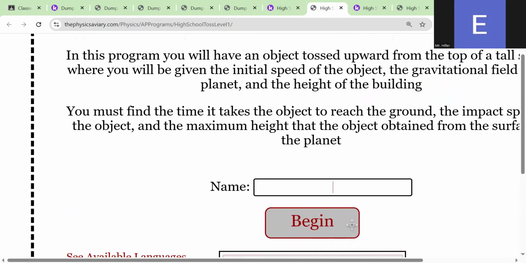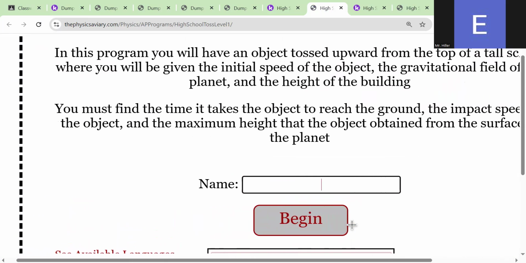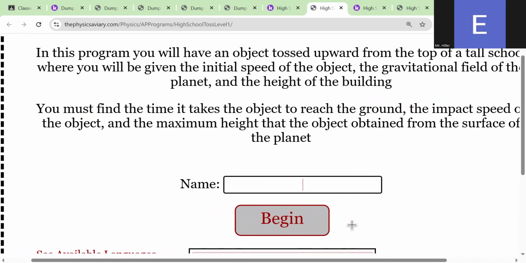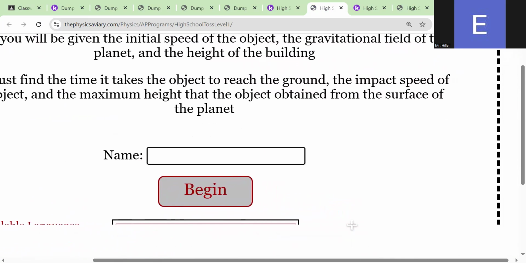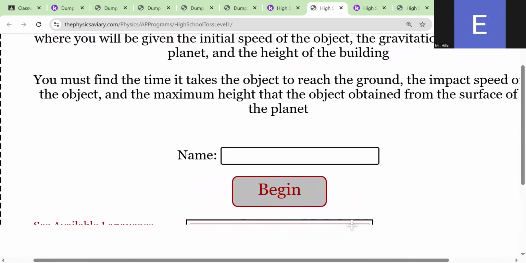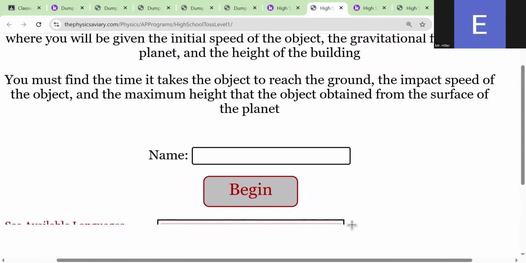Now, in this one you're going to have an object tossed upward, which means it will have positive initial velocity. You're given the gravitational field of the planet and the height of the building. You have to find the time it takes for the object to reach the ground, the speed when it reaches the ground, basically the impact speed, the speed right before it hits, and the maximum height it gets to above the surface. So let's take a look at how we can do this one.